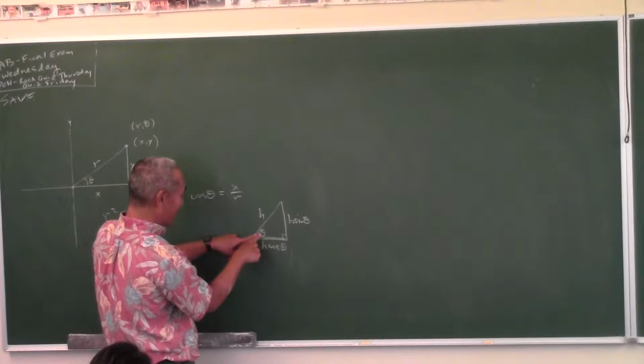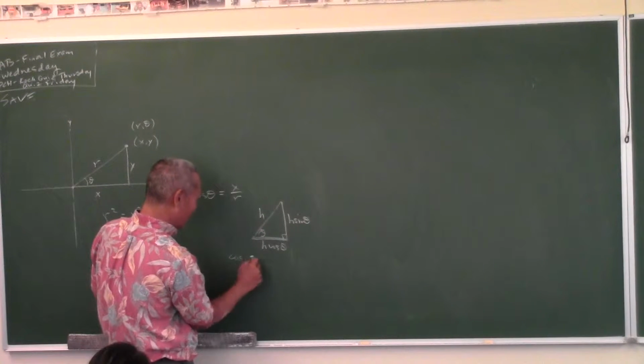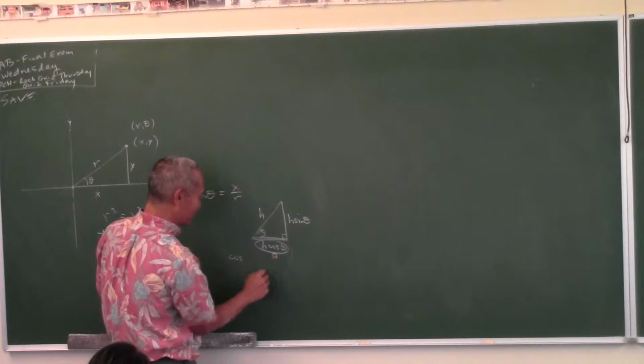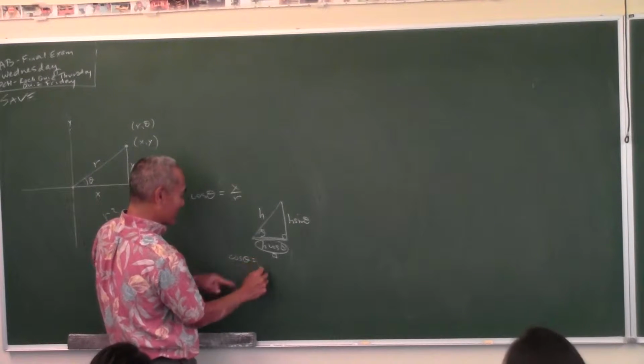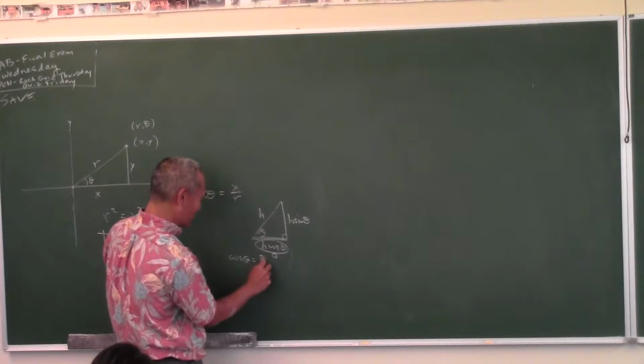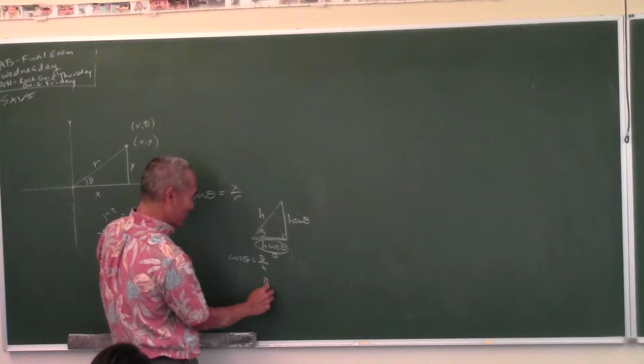And you know how you get this from here. Because cosine theta, let's write this out. Let's say you don't know what this is, call it box. Cosine theta is equal to adjacent over hypotenuse, box over hypotenuse. Therefore, what is the box equal to?